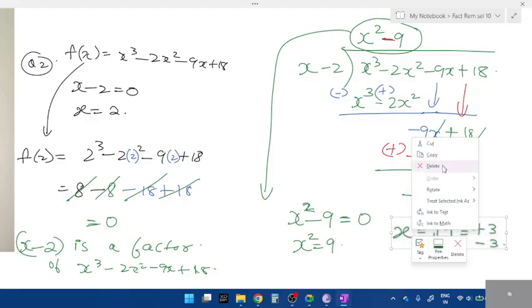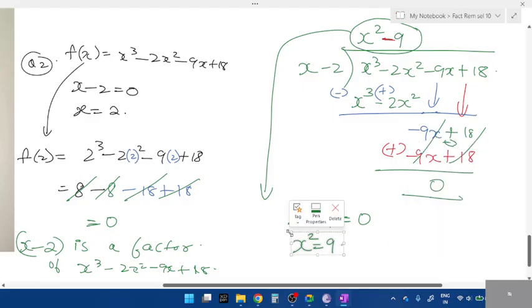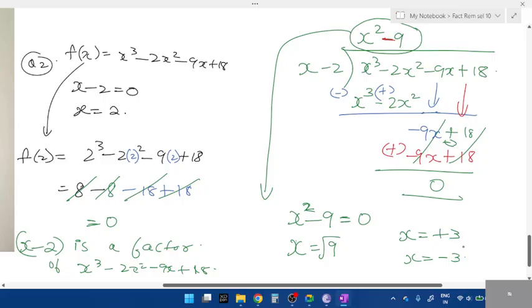So instead of solving it like this, x square minus 9. Fine. No, correct, what we did was right. x is equal to the square root of 9. x is equal to what? Plus 3 and minus 3. So this is what you call factorizing completely.